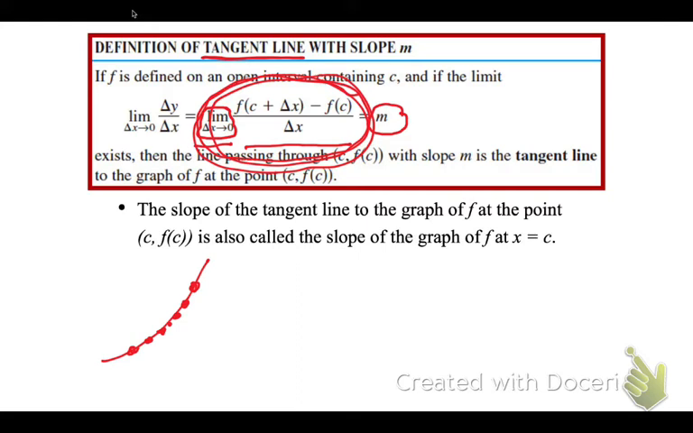The slope of the tangent line to the graph of f at the point (c, f(c)) is also called the slope of the graph of f at x equals c. The limit is the slope at the constant, okay?